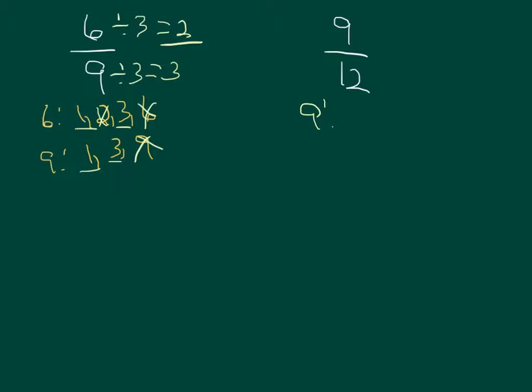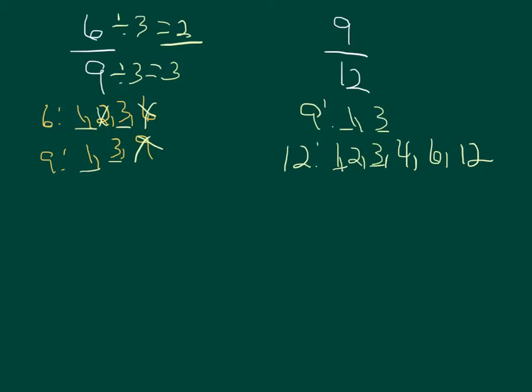Again, the factors of 9 are 1 and 3. Factors of 12 are 1, 2, 3, 4, 6, and 12. So you ask yourself, between this list of factors and this list of factors, which is the largest one that they have in common? You see that they both have 1. They both have 3. That's the only factors they have in common.